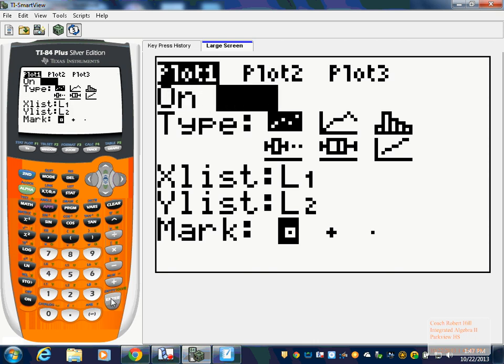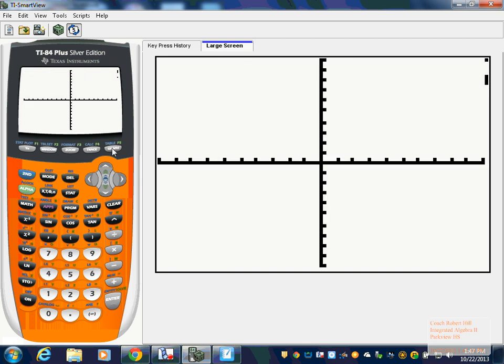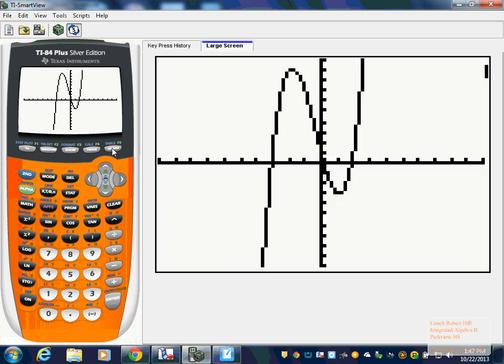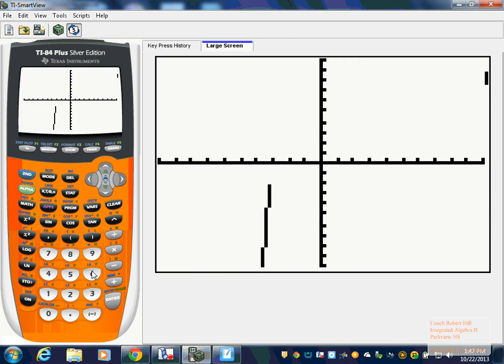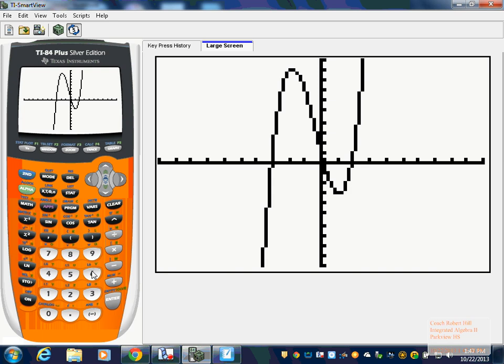Just move up or down, get to the one that's on, and then scoot your arrow over and turn it off. Okay. Another thing that's been happening to people is their graph isn't right in the middle. To get it right in the middle, zoom standard. That gets 10, 10, 10, and 10. So now it's right there in the middle. But that's not the only graph in it, but it's a useful way to look at it. All right?